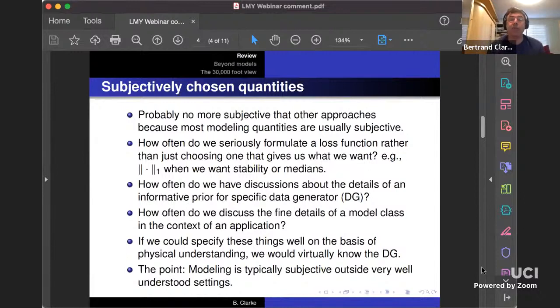And I rhetorically ask, how often do we seriously formulate a loss function rather than just choose one more or less for properties we want? How often do we discuss the specifics of an informative prior? Again, Steve cited the Dirichlet prior in this context. How often do we discuss the fine details of a model class? Perhaps not often enough; generally it's some kind of approximation. And I would submit that if we could actually address these questions in infinite precision, we'd virtually know the data generator. And I'm distinguishing here between the data generator, the entity which is giving us the data, and the model and the likelihood, and I'll come back to that. And so my point here is that modeling is typically subjective outside very well understood settings. And for the most part, we're not in those very well understood settings.